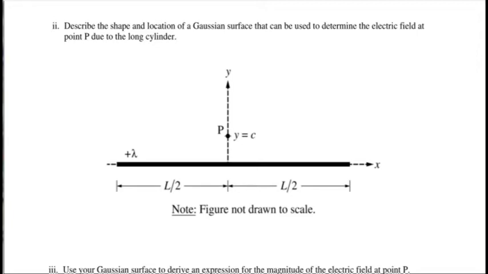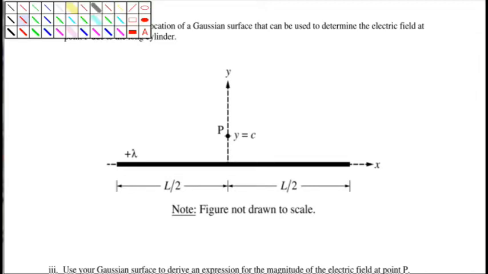The purpose of selecting a particular Gaussian surface is to simplify the relationship between the field direction and the surface direction. Finding a surface that is either perpendicular to the field at points on the surface or parallel to the field at points on the surface simplifies the math associated with the dot product, right? Because we will take a look at Gauss's law here, and we know that the integral of E dot dA is equal to the enclosed charge divided by epsilon naught.